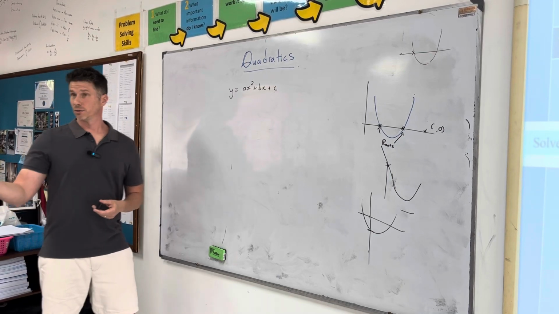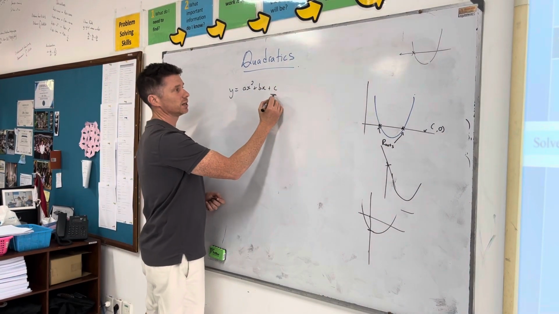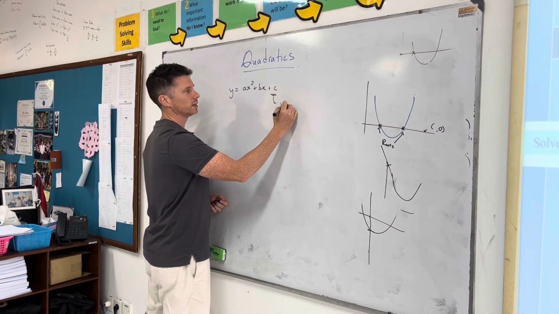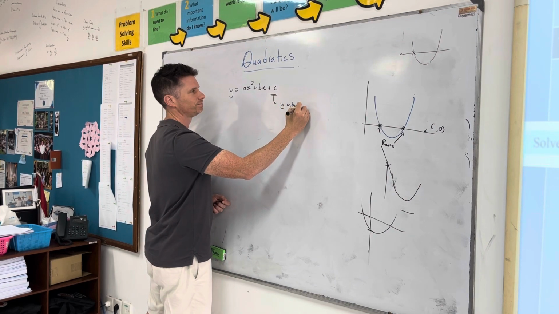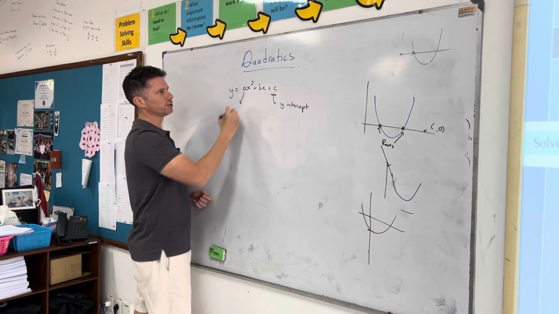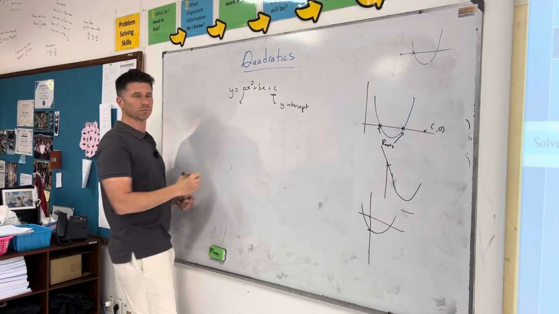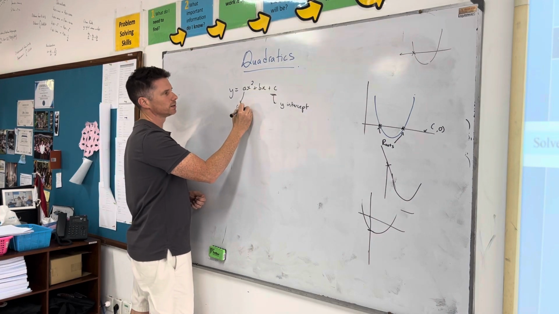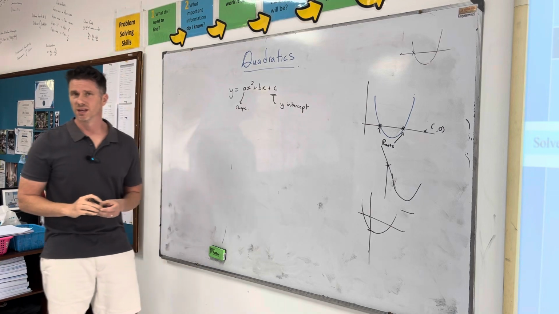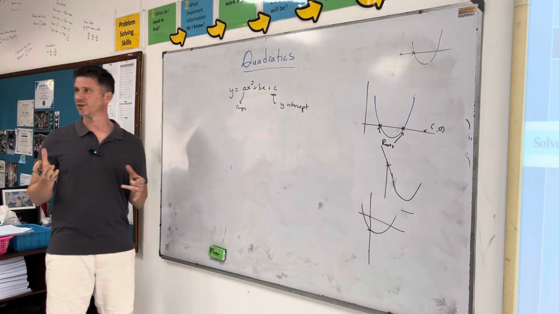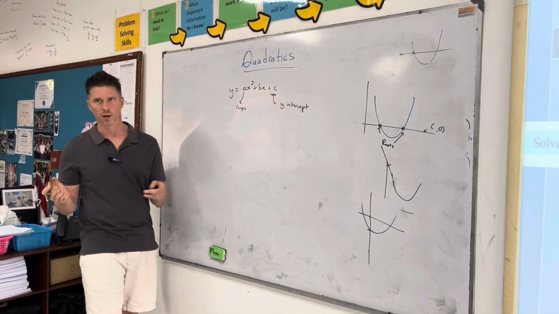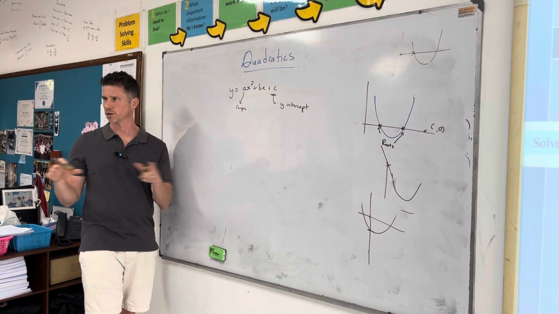What does this tell you? And you already alluded to this. This c tells me where we cross the y-axis. And the a will determine what? The shape. Yeah, the shape. So it's quite useful. In order to get the roots, though, you'd have to factorize, or complete the square, or use the quadratic formula to get where it crosses.